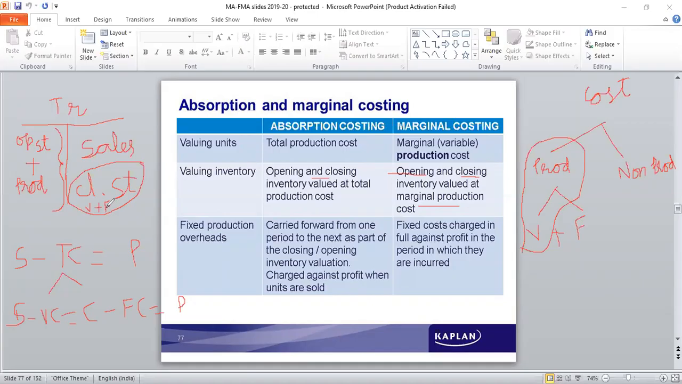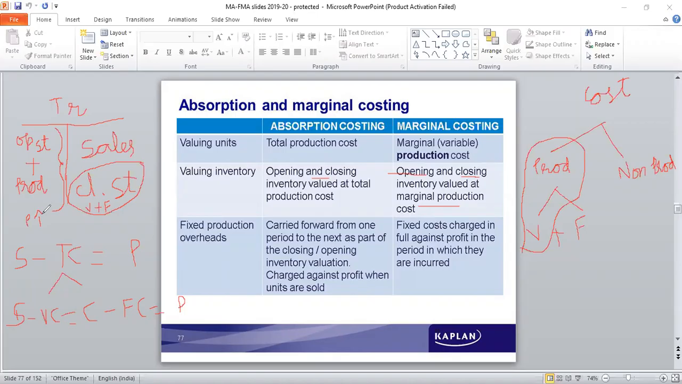Closing stock is a cost which should be deducted from the cost, so we are writing it on the credit side. So when the closing stock is higher, the credit side is higher, and the profit also will be higher. So under absorption costing, profit is higher.